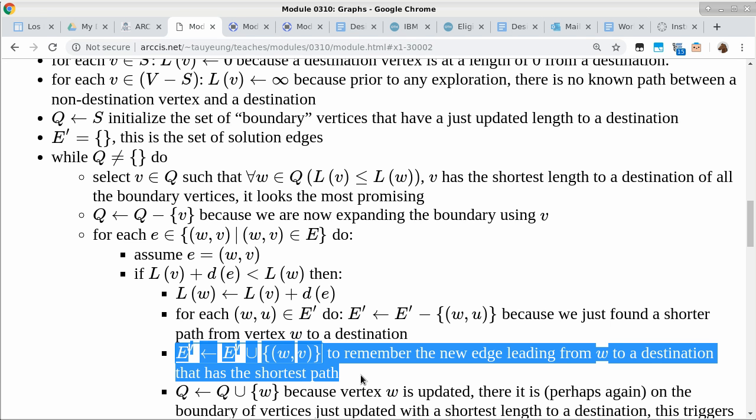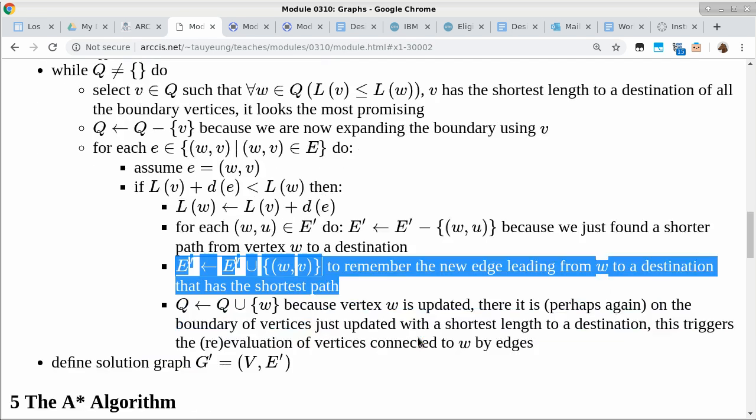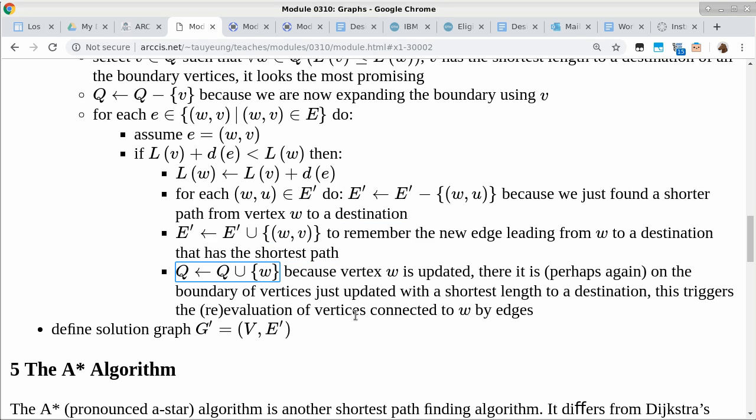Because I want you guys to understand the rationale of each statement, because otherwise this can be done with a whole lot fewer words, right? And then this is the part where we put something back into Q. Because if we just update the L value of W, that means things that go into W can also be changed. So that's why we are adding W into Q, so that in some future iterations, W will also be considered, and we'll look into things that go into W. Is that okay?